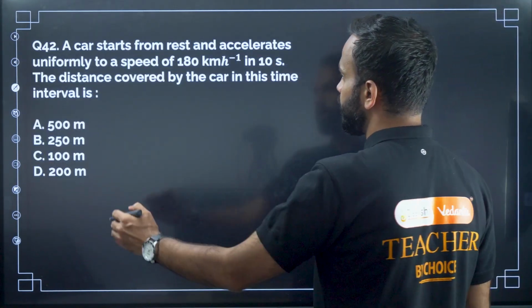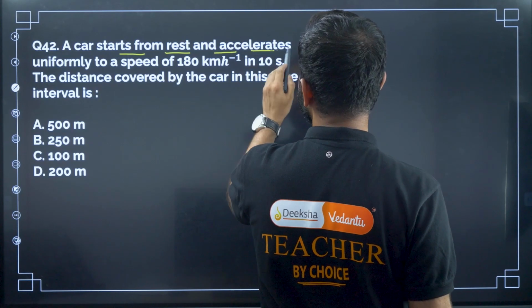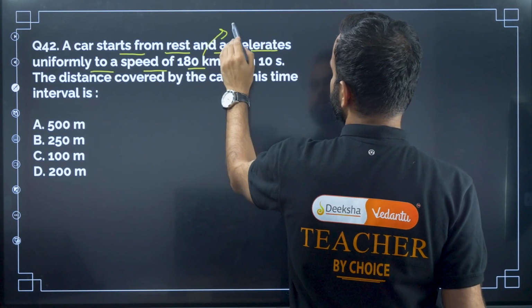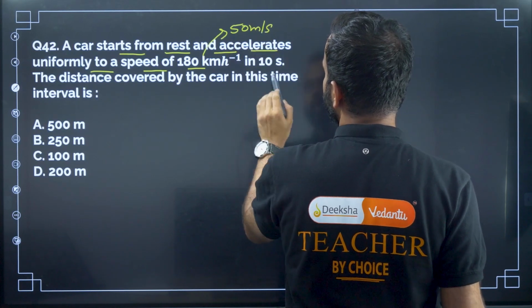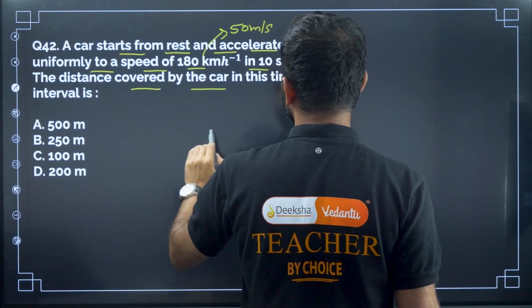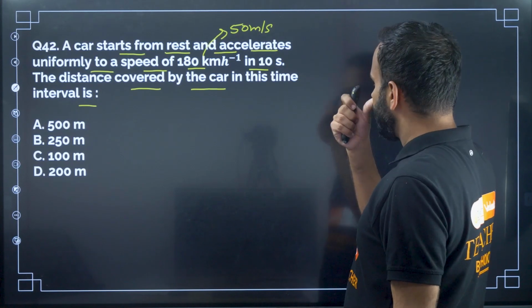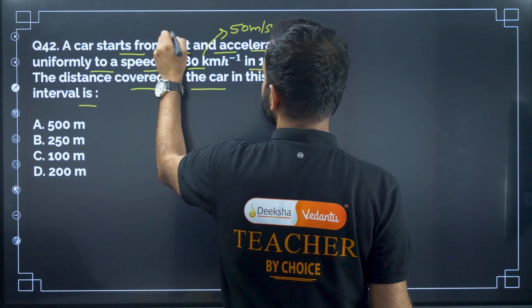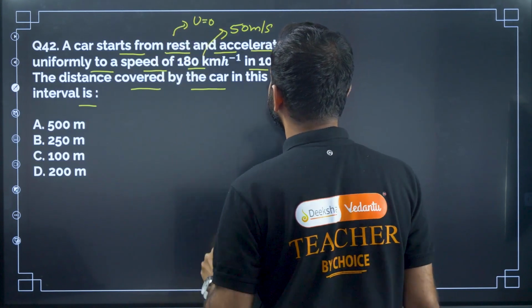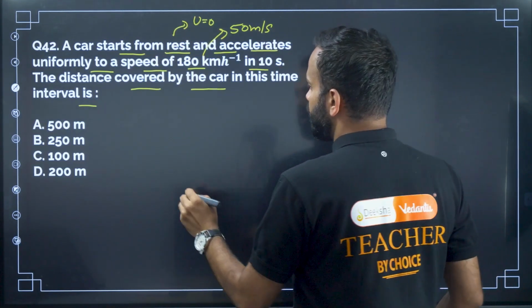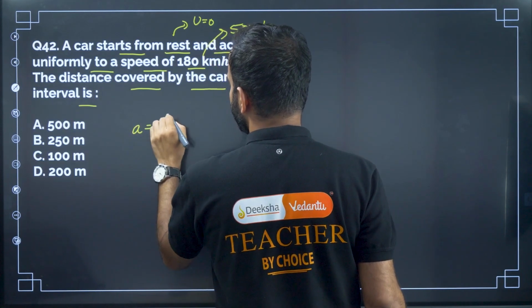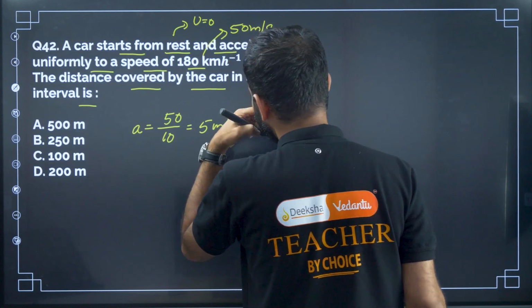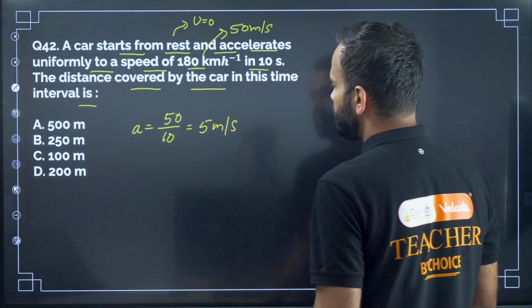Next question, question number 42. A car starts from rest and accelerates uniformly to a speed of 180 km per hour, which in meter per second is 50, in 10 seconds. The distance covered by the car in this time interval is? Here first apply the first equation of motion. The car starts from rest, so initial velocity is 0 and final velocity is 50 meter per second. So acceleration a equals 50 divided by 10, which is 5 meter per second squared.